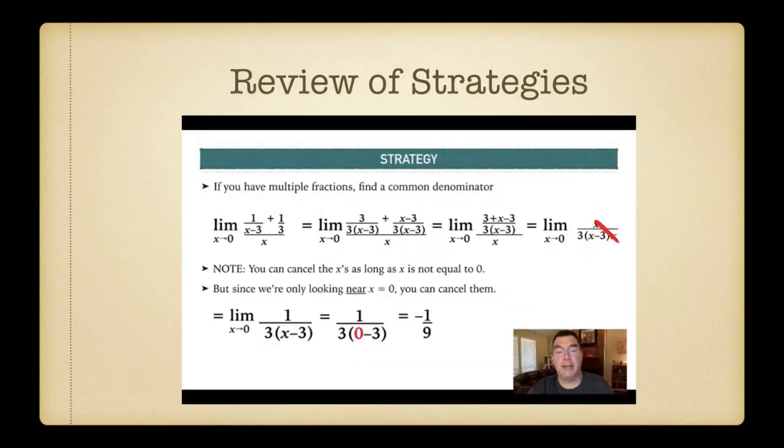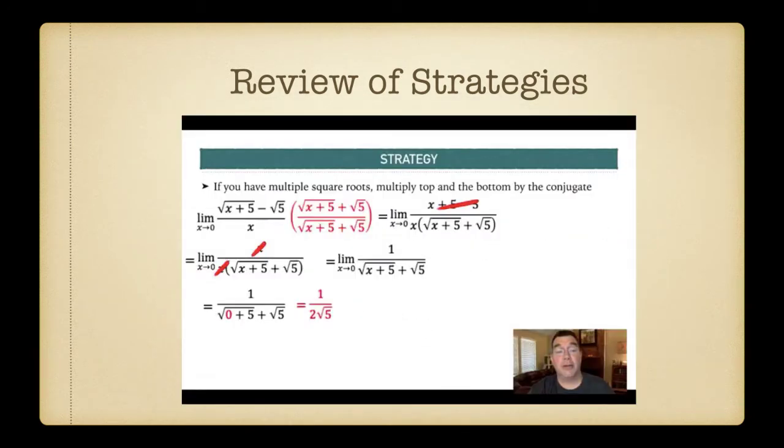And then another strategy, when I have fractions within fractions, is that I can find a common denominator either with the fractions in the numerator or with any fractions in the denominator. And hopefully when I do that, things will simplify to a situation where I can plug in that original x and come up with a number that's not 0 over 0.